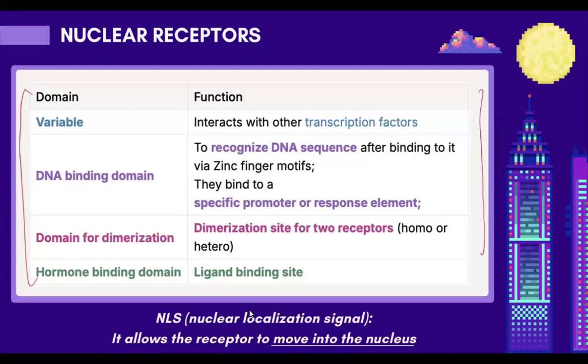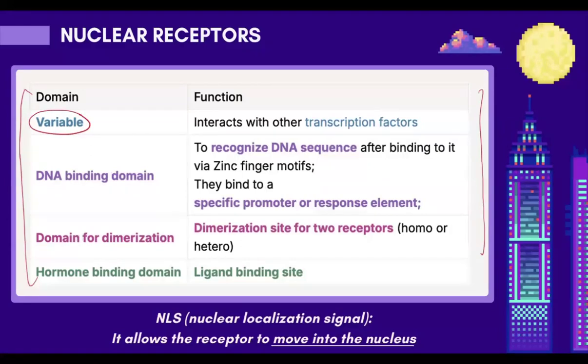So they have a variable domain. This part is what interacts with transcription factors. What you'll notice is that steroid hormones' general mode of action is affecting transcription and then gene expression. So they mostly act through transcription. That's why there's a domain on the receptor itself for interacting with transcription factors.